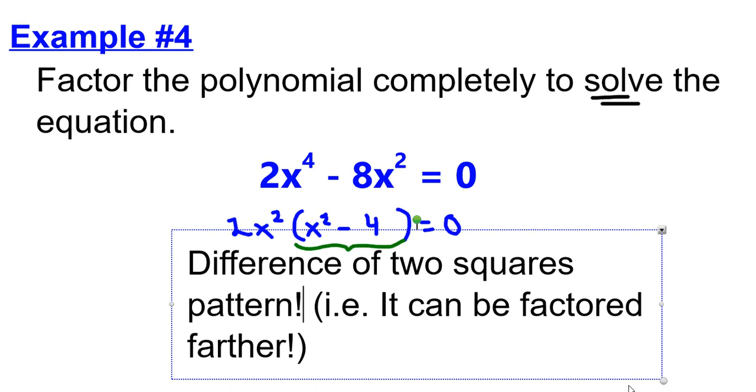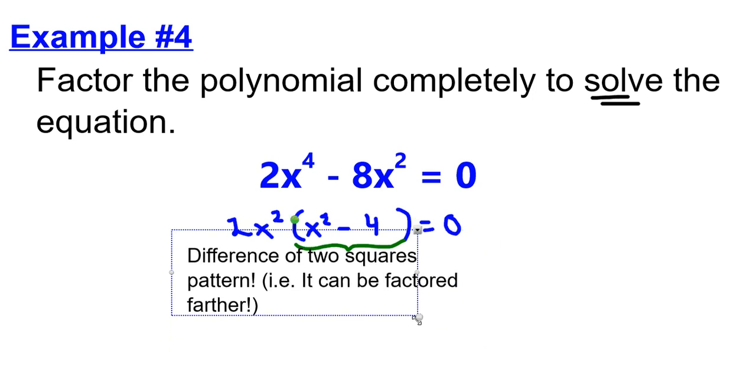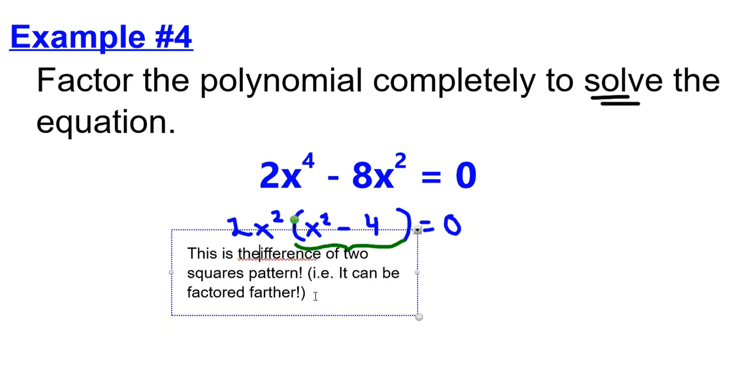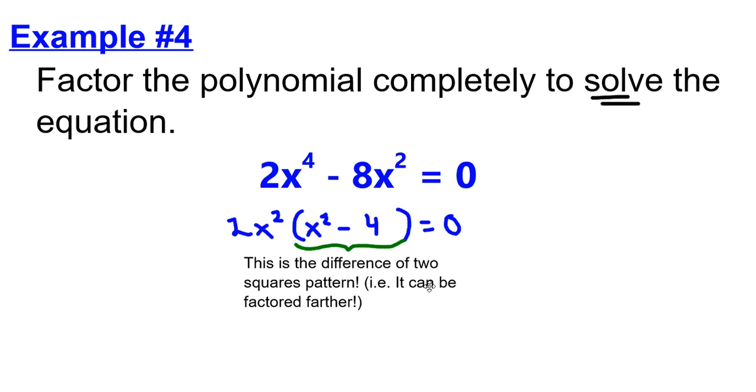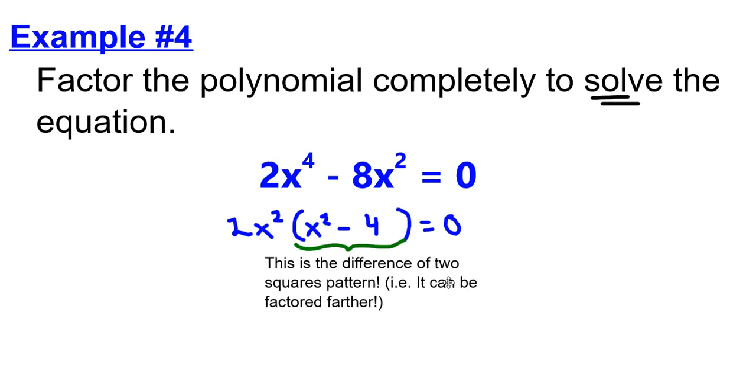Make that much smaller, get it out of the way. This is the difference of two squares pattern. In other words, it can be factored farther. All right, so we're not done with this one. We have to factor again. If we miss the idea that this is still factorable, we're going to miss one of our answers. So we need to factor x squared minus 4.